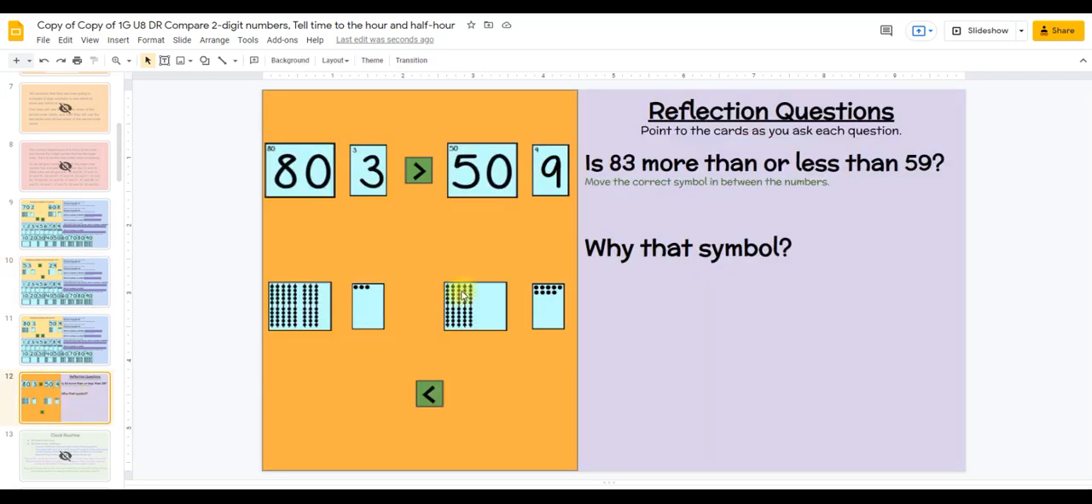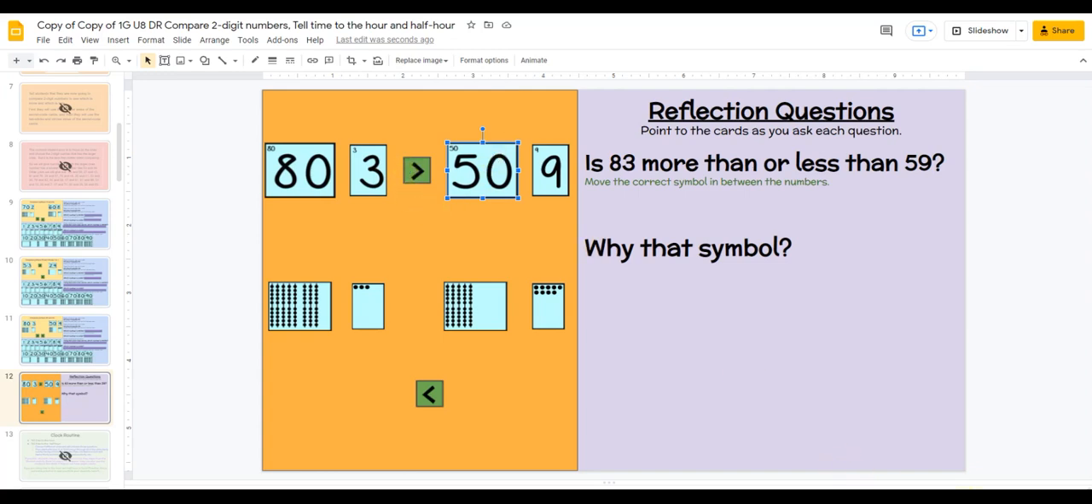Then you'll get to that final slide here where there's a comparison made for you. Is 83 more or less than 59? Class, more than. Why this symbol? So then we're asking students to defend why they would use this symbol, and they should say because 8 tens is more than 5 tens. They could say because it's pointing to that smaller number.